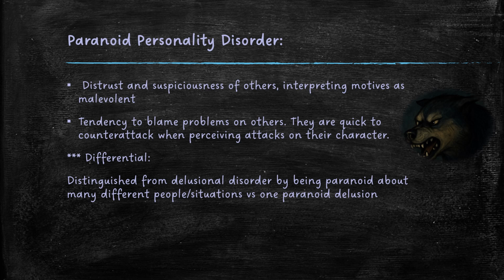Now, it's incredibly important to differentiate between paranoid personality disorder and delusional disorder because they can present very similar, which is why test makers like to put both of them in the answer choices. So with paranoid personality disorder, they're paranoid about a bunch of different people in a bunch of different situations, whereas with delusional disorder, they tend to have this paranoid delusion about one particular person or one particular situation.